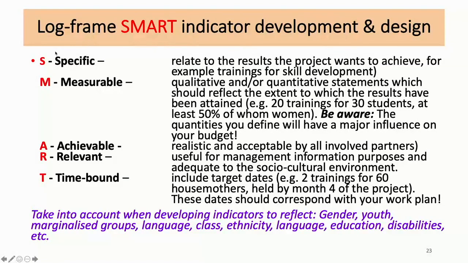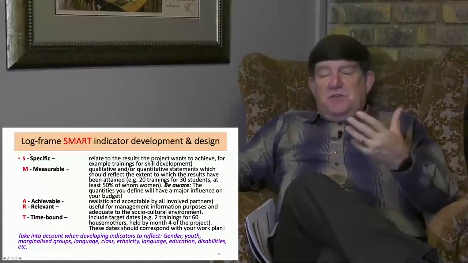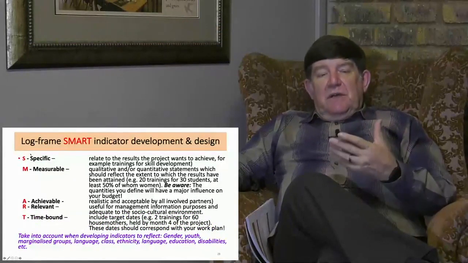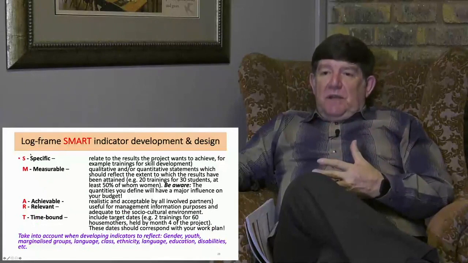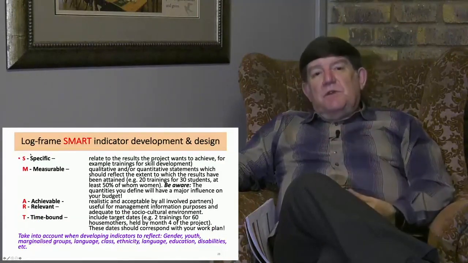In our indicators we have the first workshop before the end of the second month, the second workshop before the end of the third month of the project. Remember, these dates now need to correspond with the work plan you can produce. Take into account when developing indicators to reflect gender, youth, marginalized groups, language, class, ethnicity, education, disabilities. For example, we want 10% of the delegates to be from the disabled grouping in the community. So think about those things when you develop indicators.